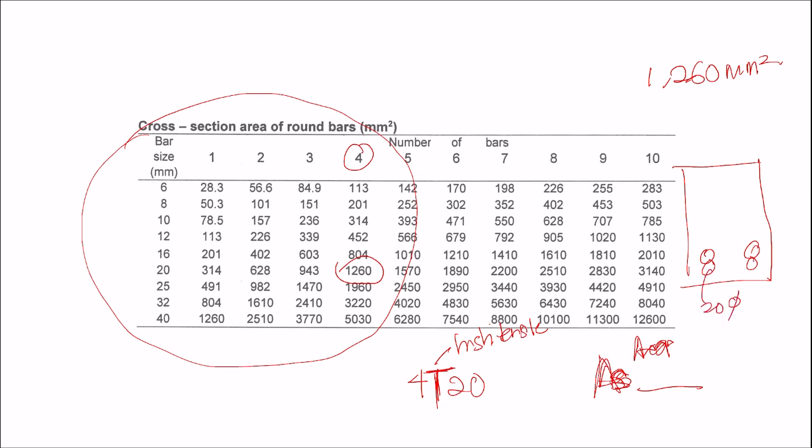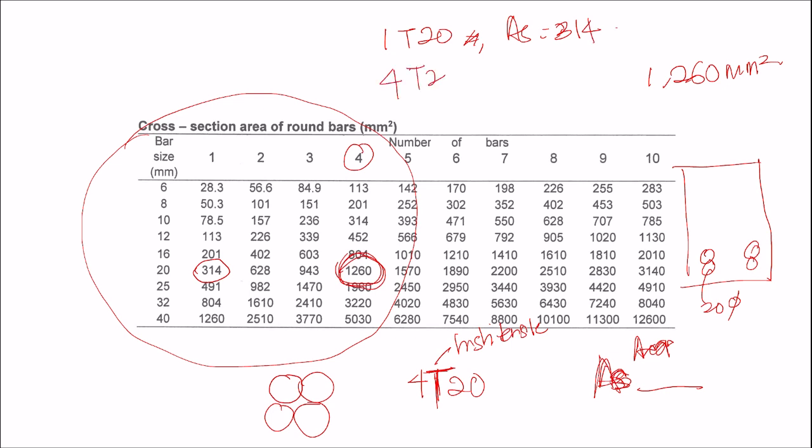Ada 4 biji, size 20 mm diameter. Ini sebenarnya refer pada diameter. All this number, the area of the diameter. Kalau you kira ada 4 biji yang size dia 20 mm. Okay. You tahu, okay, satu biji size 20 adalah 314. Kalau you check lah, you boleh pakai calculator. Satu biji size dia punya AS dia adalah 314. Kalau 4 biji, sebenarnya AS dia adalah 314 mm². You darab dengan 4.